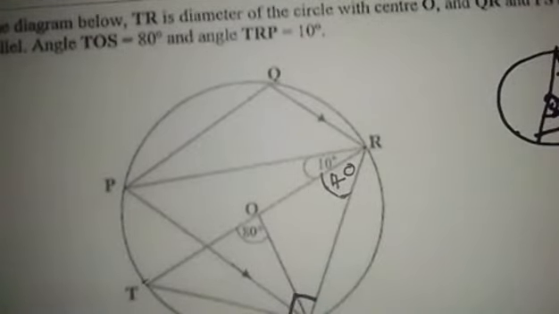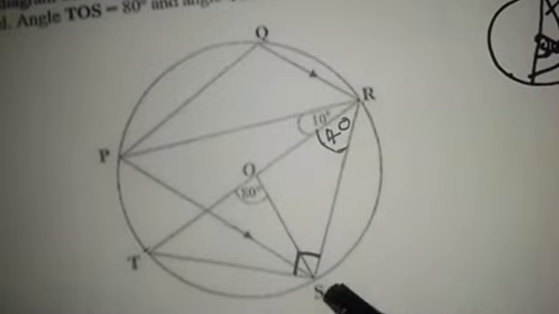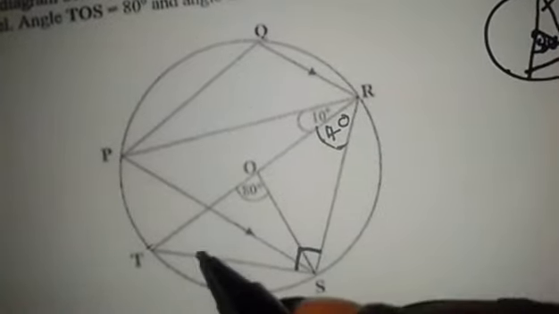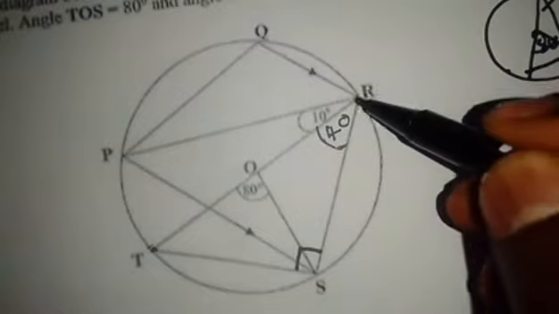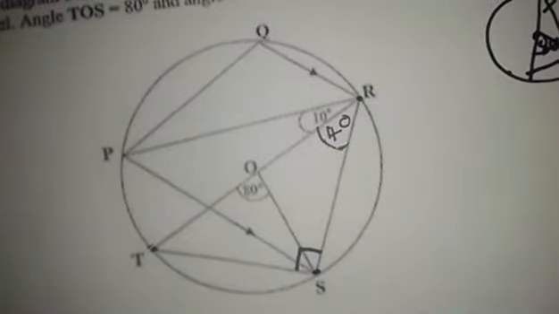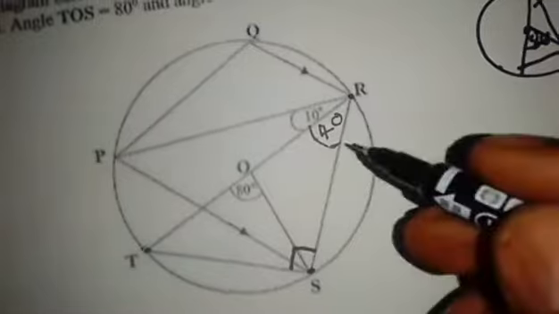Then T R S: from this corner at T we go to R, then to S, and there is a triangle. The sum of angles in a triangle adds up to 180. So I take 40 and add 90.